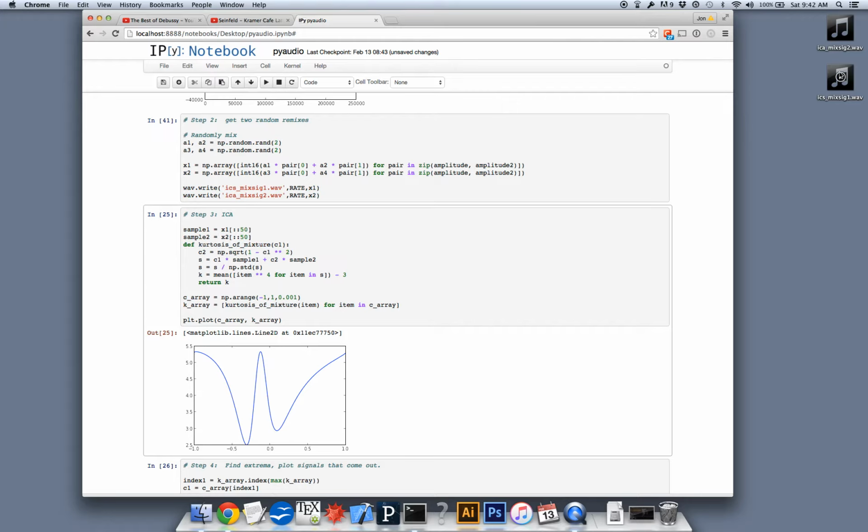These are amplitudes. Now I'm going to play a mixture for you so you can hear what they sound like.